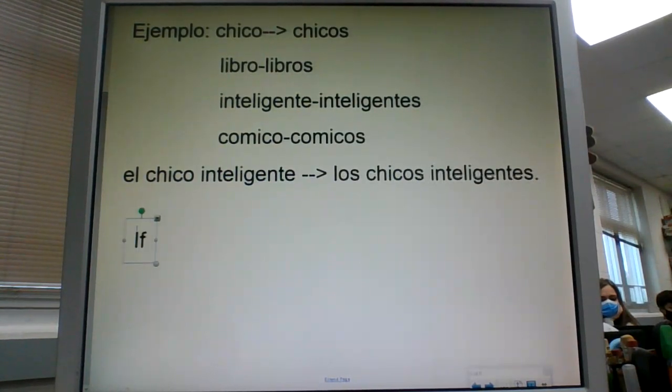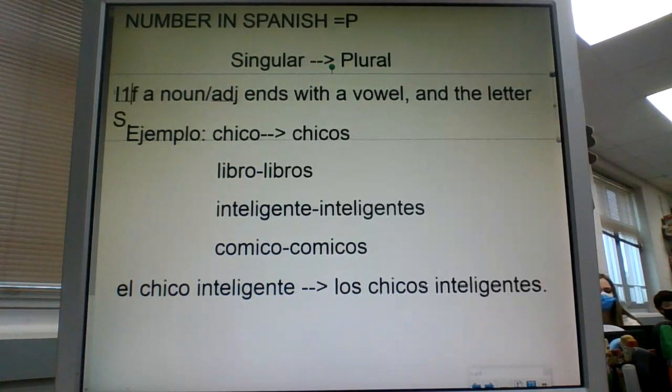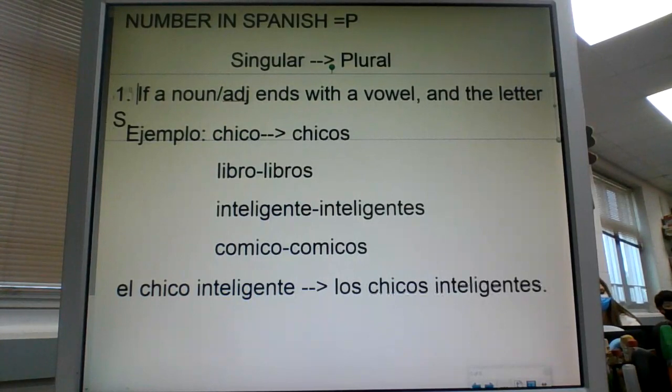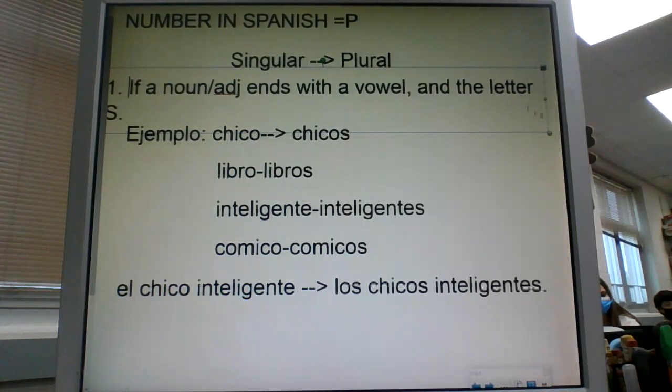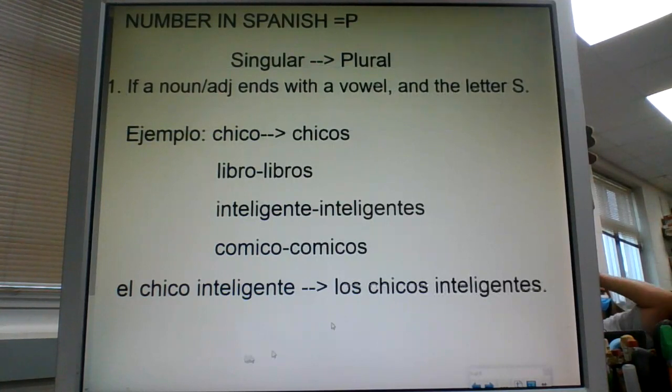Let's go with another rule. Actually, let me go ahead and work smarter, not harder. I'm just going to go ahead and copy this. All right, that's rule number 1. And then there's rule number 2.